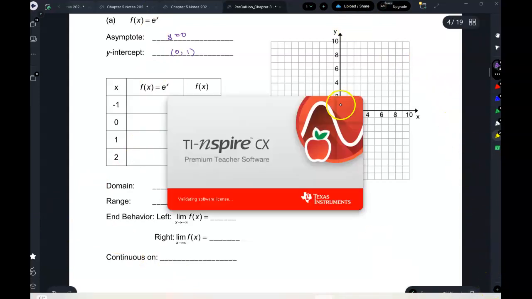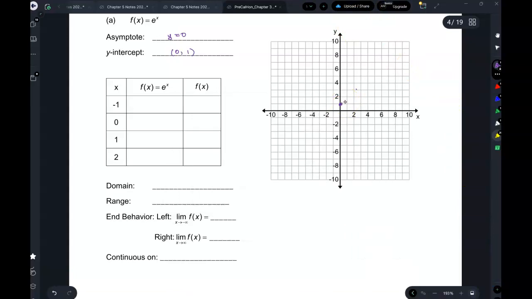So e to the 0 is 1. E to the 1 is 2.7, right? And here is the asymptote. So basically, all you need is 3 points. E squared is 4.7, because doesn't everybody know that? Right? That's all you need, really.